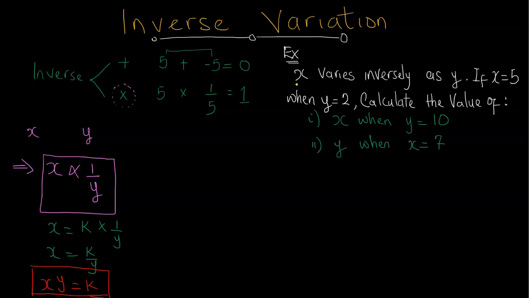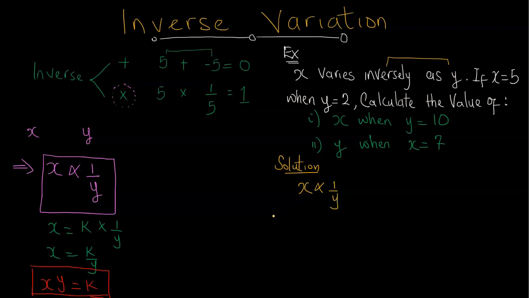Here is the question. x varies inversely as y. If x equals 5 when y equals 2, calculate the value of x when y equals 10 and y when x equals 7. To solve this, we have to translate the statement into a mathematical equation. So x varies inversely as y, so we start with x, the proportional sign. Since it's inversely as y, the inverse of y is 1 over y, so this is 1 over y.